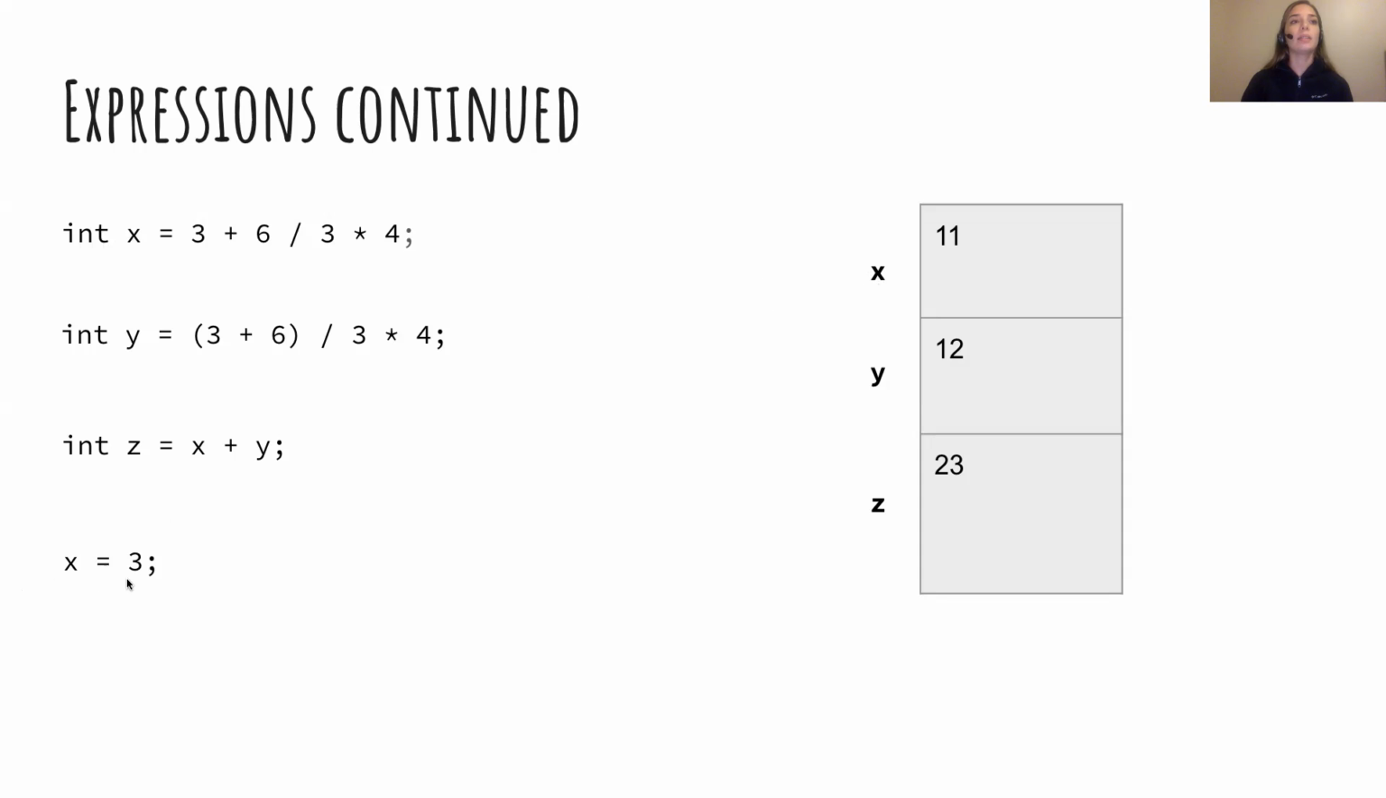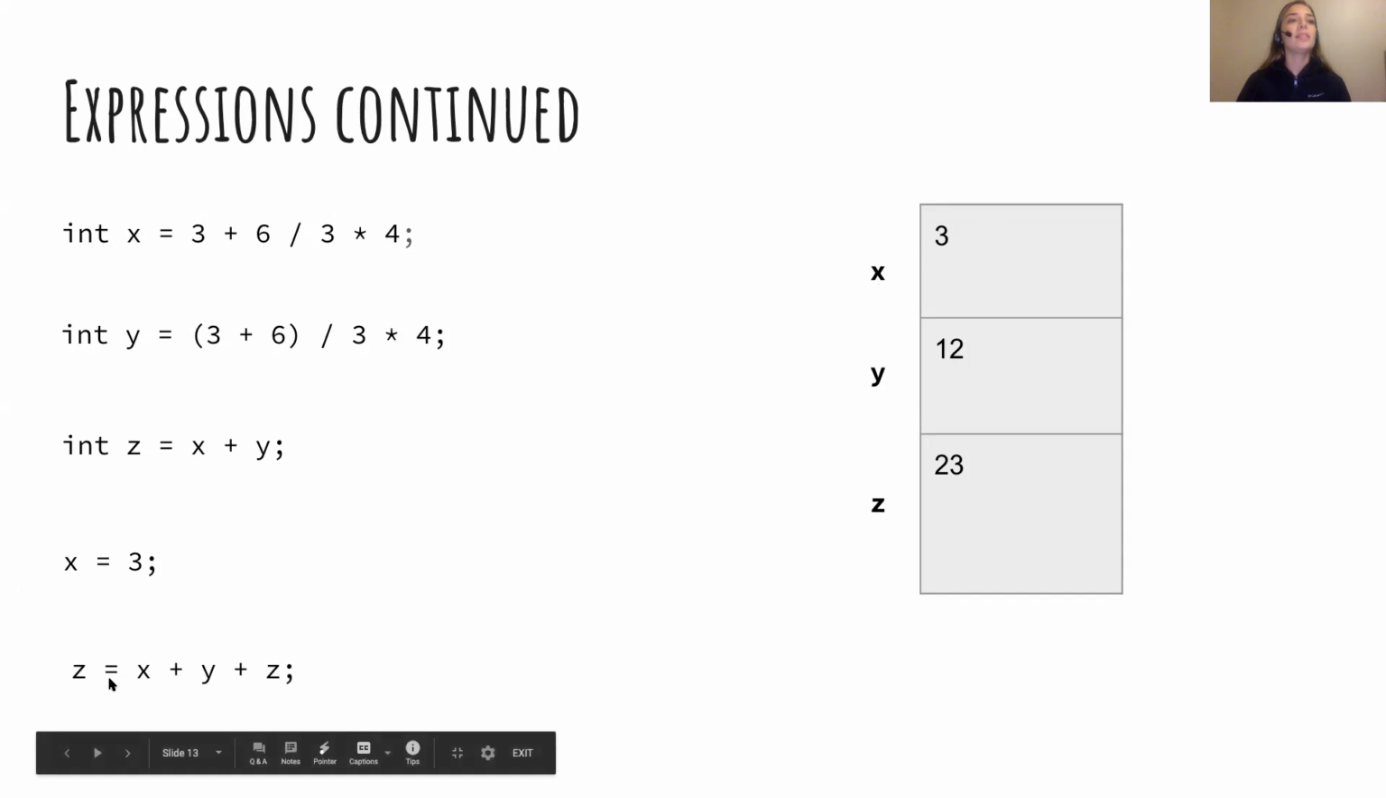So here when we say x is 3, what we're really saying is we're going to reassign the value of x. So we're going to update x from 11 to 3. We are not going to declare it again because x already exists in our memory. So now you'll see that 11 will become 3.